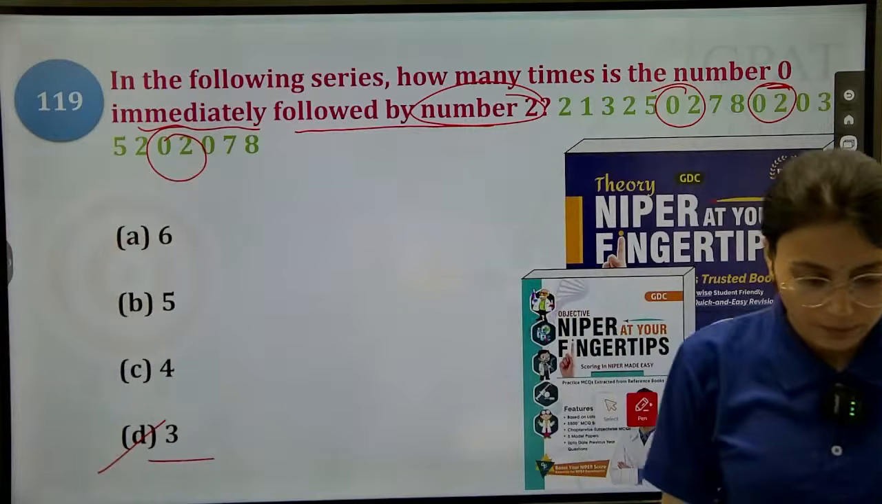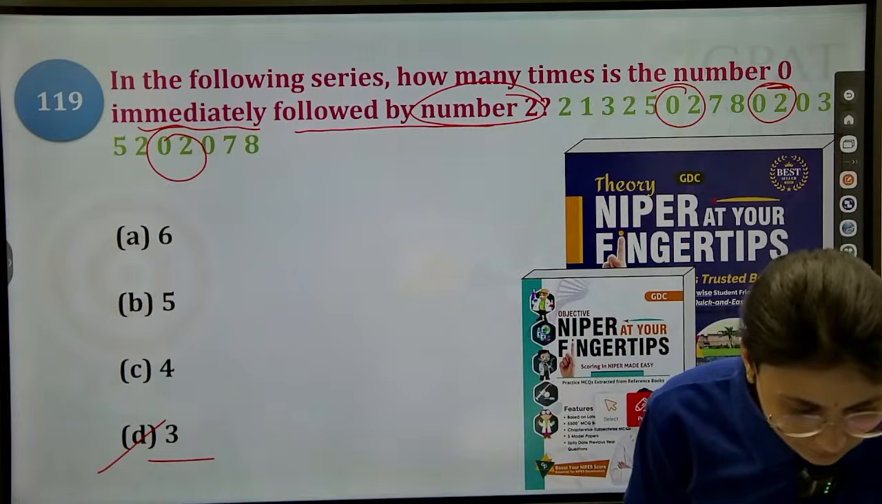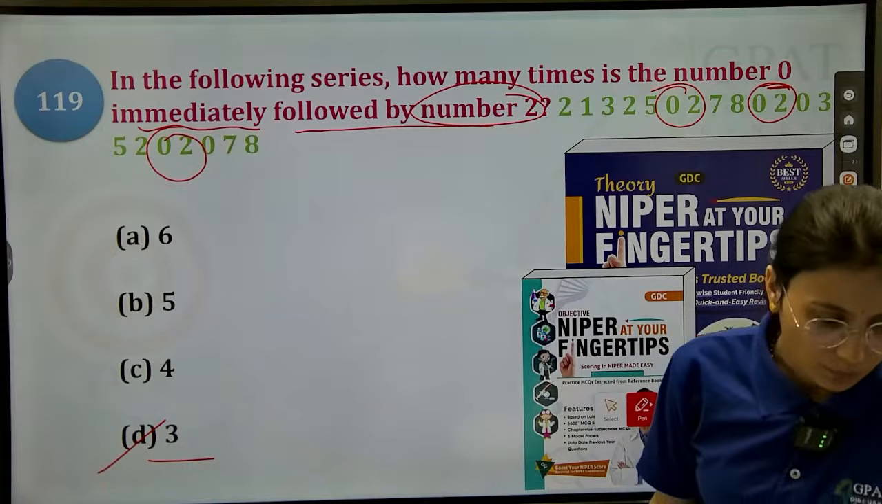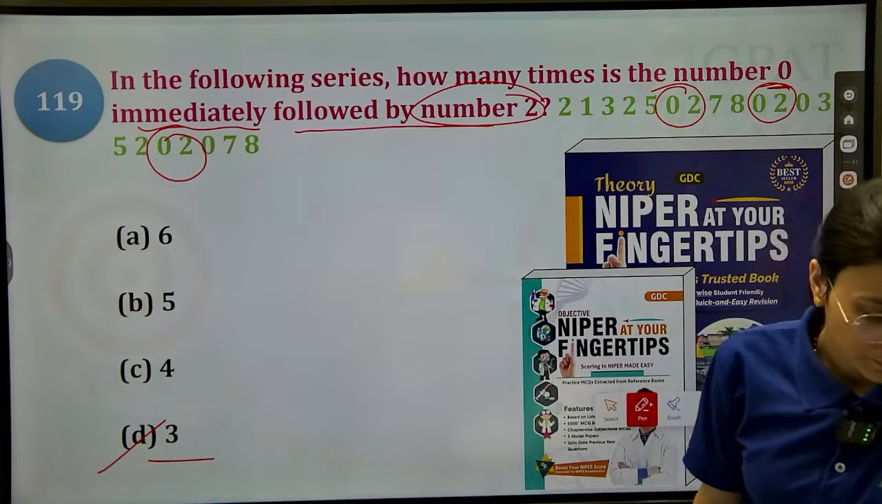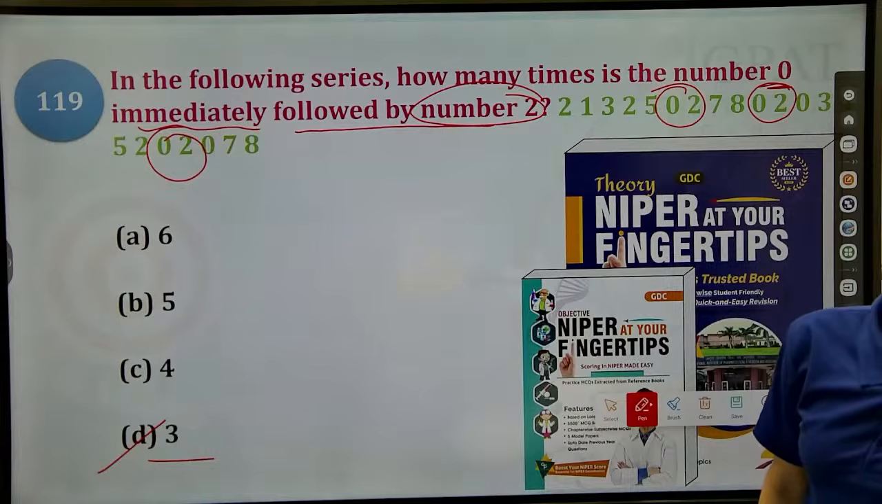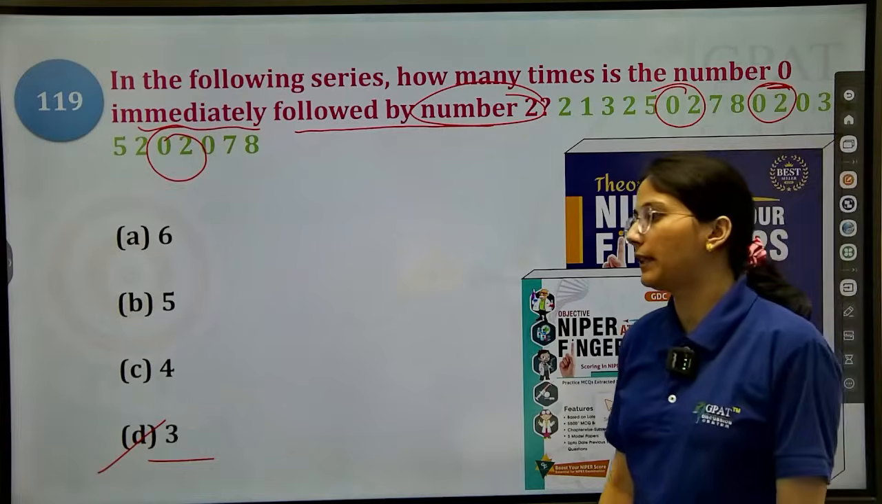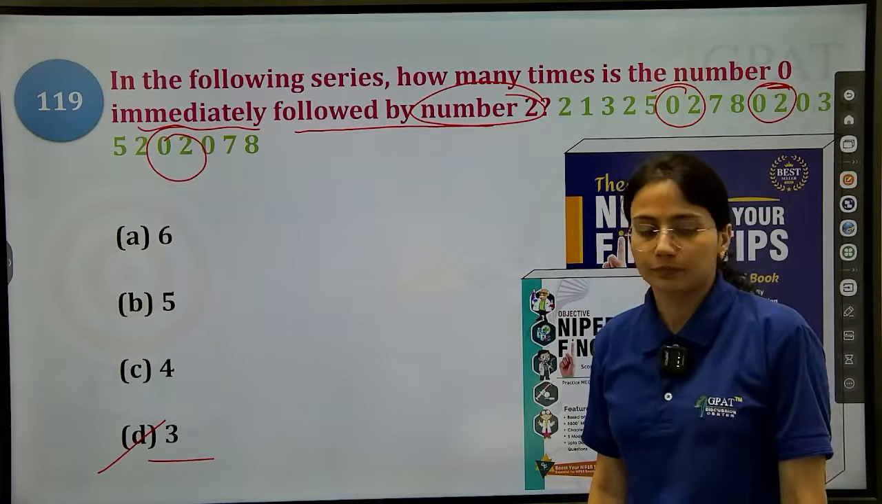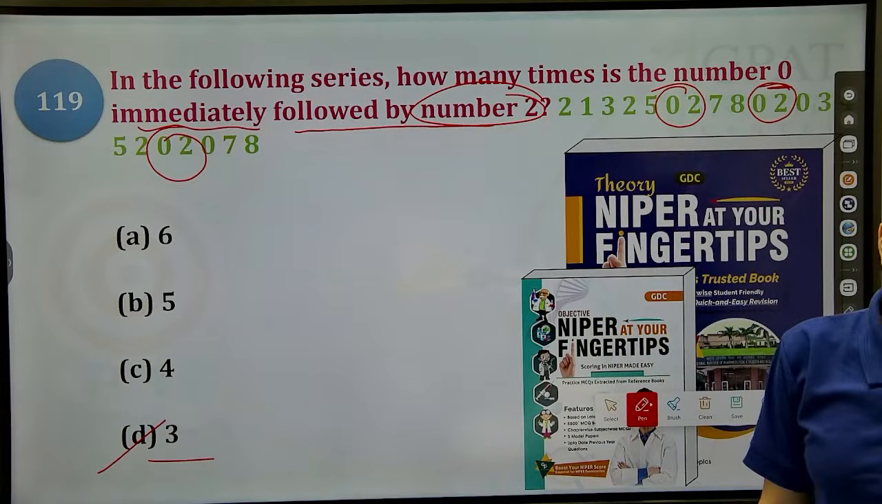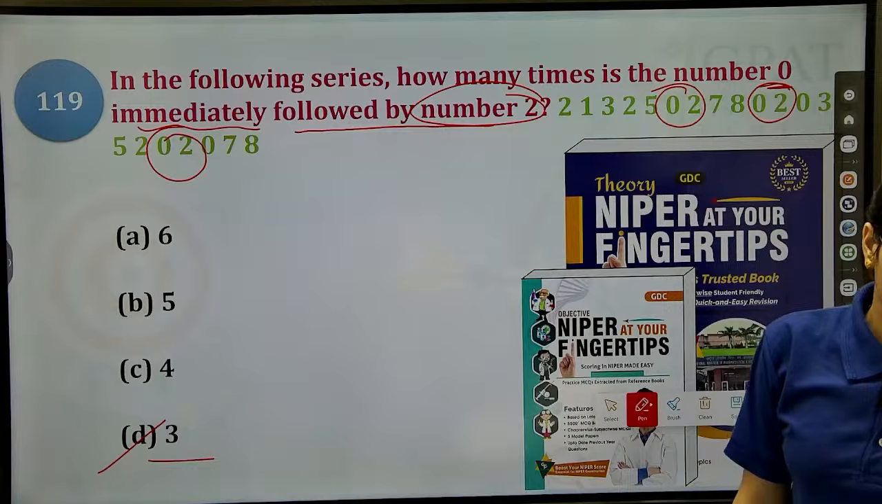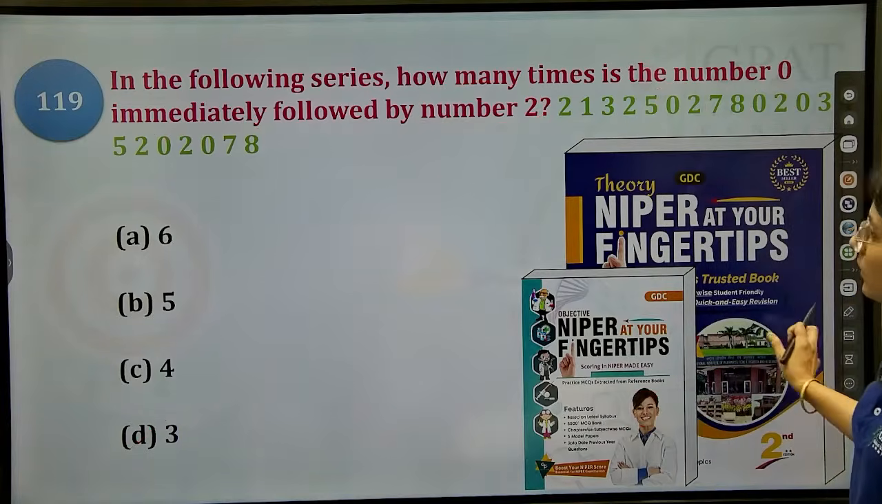That is option number D. Yes, D. Option number D is correct. Now let's move to another question.